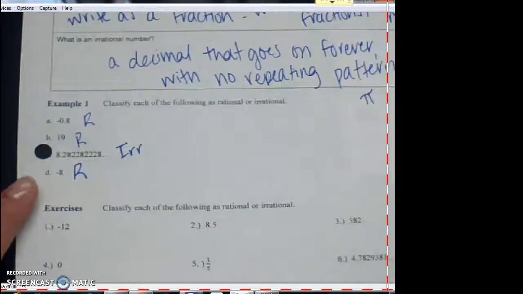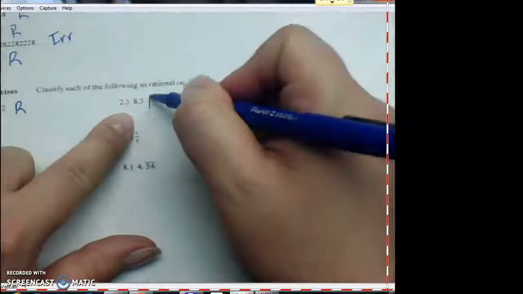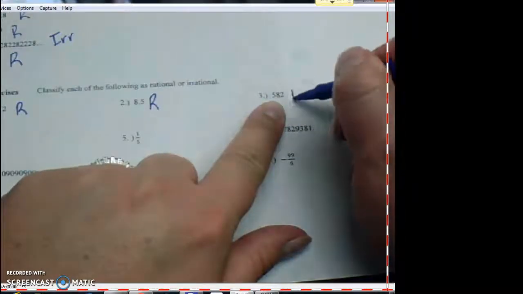Okay, so go ahead, come down here, do the exercises. You can just use an R for rational and IRR for irrational. Determine which ones are rational, which ones are irrational. Okay, so what would number 1 be? Rational. It's a whole number. Number 2 is also rational. It has a terminating decimal. It stops. So I can make that a fraction. 582, it's a whole number. That's rational. 0, rational. 1/5, it's already a fraction. And what's the definition of a rational number? It can be written as a fraction.